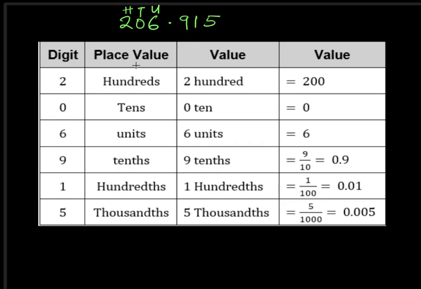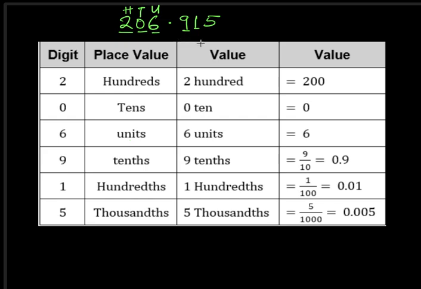Okay, so the place value of 2, you see hundred. Place value of 0, you see tens. Place value of 6, you see unit. And then place value of 9, you see tenth. Place value of 1, you see hundredth. Place value of 5, you see thousandth.